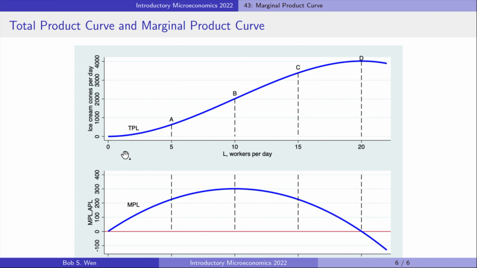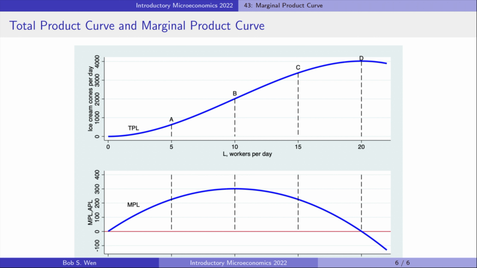We find that the total product of labor increases at an increasing rate until point B, and then it increases at a decreasing rate. Point B is the highest marginal product of labor. As long as the marginal product of labor is positive, the total product of labor will increase. When the marginal product of labor falls to 0, the total product reaches its maximum, point D. If the marginal product becomes negative, the total product will reduce.